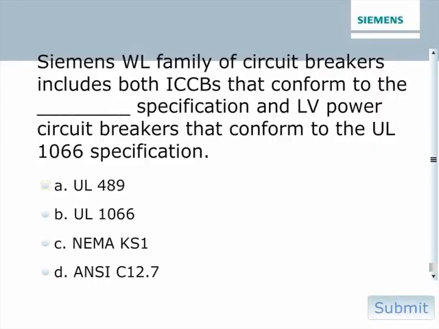Question 13. Siemens WL family of circuit breakers includes both ICCBs that conform to the blank specification and LV power circuit breakers that conform to the UL 1066 specification. Is it A, UL 489, B, UL 1066, C, NEMA KS1, or D, ANSI C12.7?